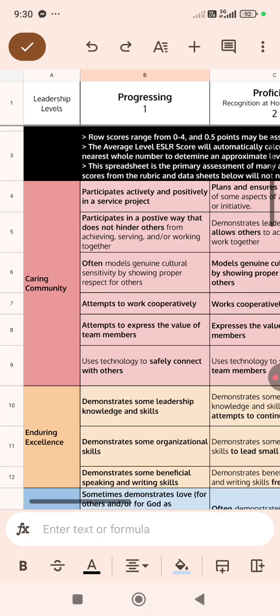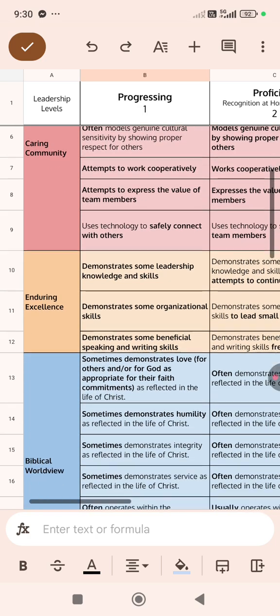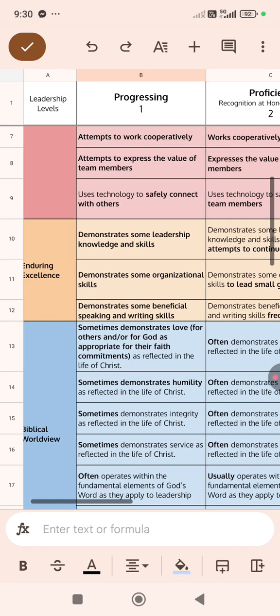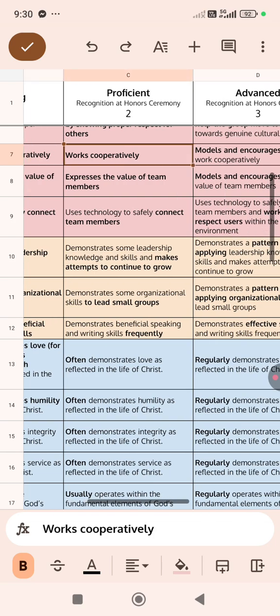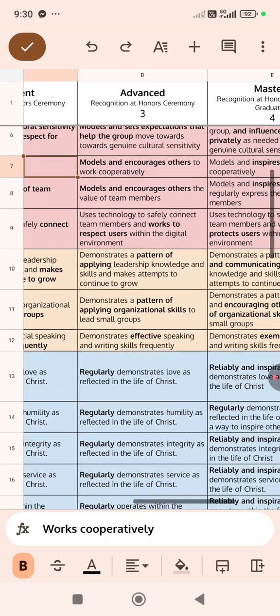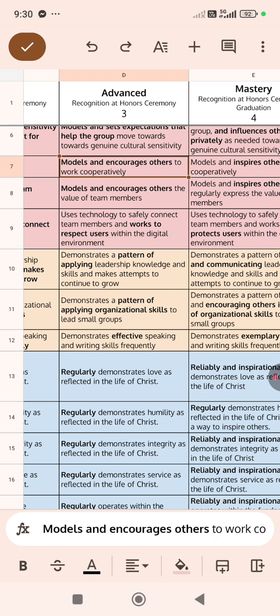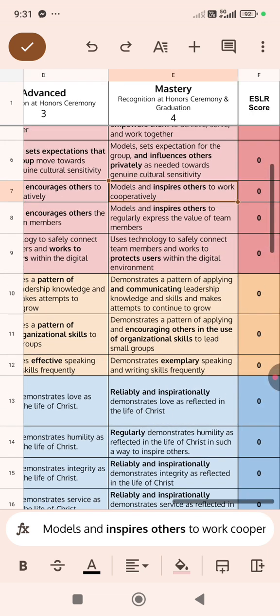Let's do an example. Let's pick one that's easy. Let's try caring community. You're progressing if you attempt to work cooperatively. If you actually work cooperatively and it goes well, that's proficient. If you model and encourage others how to work cooperatively, you remind people what it takes to be successful. You might correct them or give them a heads up in the beginning, and you model how to do that. You might model and inspire others. People watch the way you are in a team and they want to be like you. Maybe they even mimic you, or they give you a compliment about the way you did that.